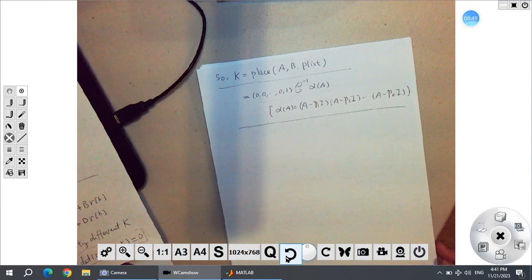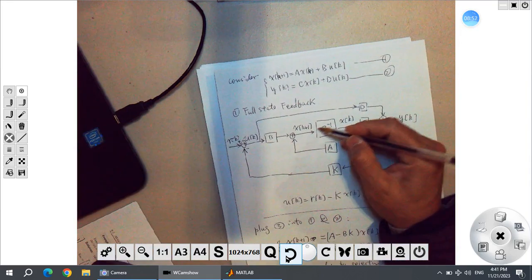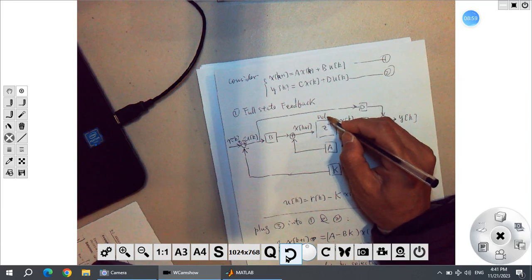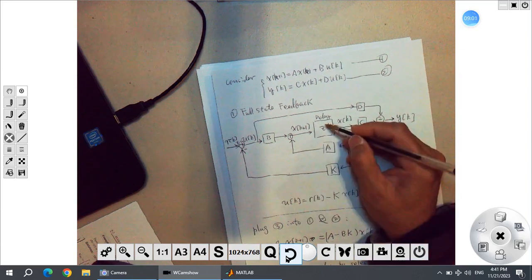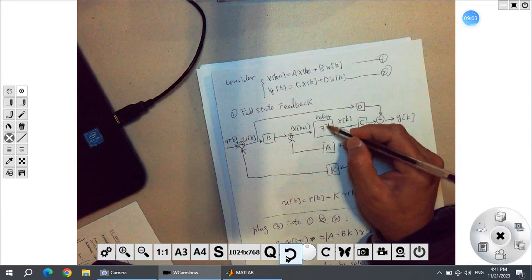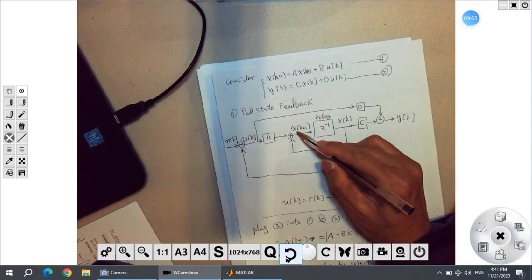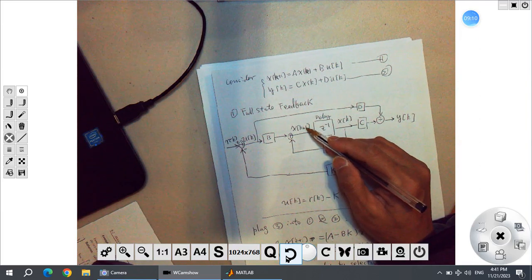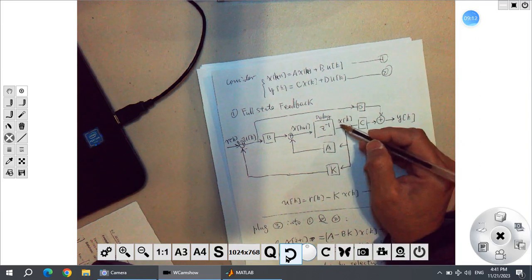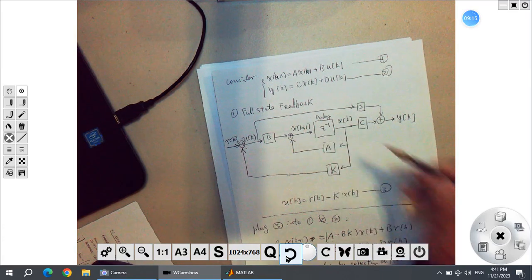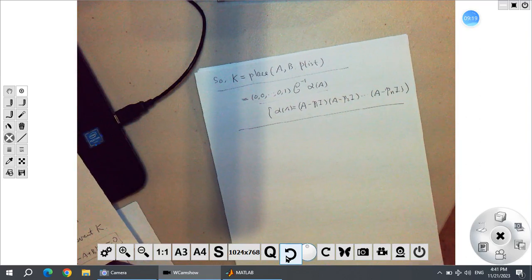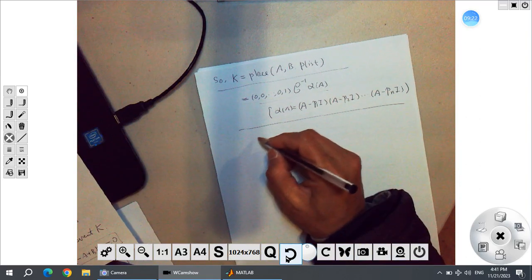The only thing different here is that it's not an integral. Here is a delay. This is a time delay, right? Delay by one step. In the z domain it is 1 over z. And here it is not a derivative. Here is x of k plus 1, so this is like the next x. This is xk, this is xk plus 1. Okay, so this is the full state feedback.